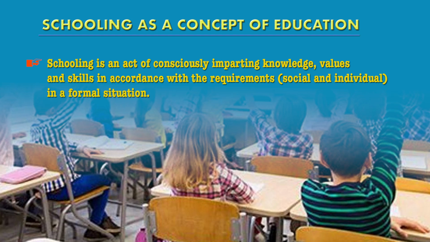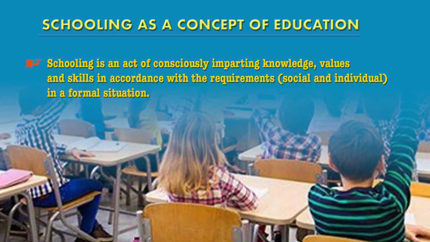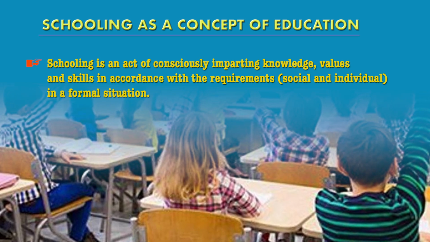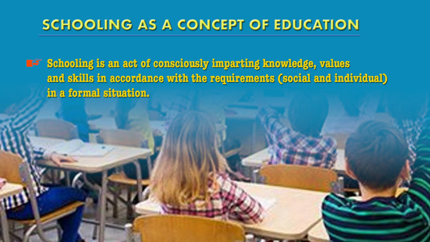So with the interaction, students learn many things, students experience many things, and further they practice that knowledge in their lifetime. And further we can say schooling is an act of consciously imparting knowledge, values and skills in accordance with the requirements, that is the social requirement, at the same time the individual requirement, in a formal situation. So again, the concept of schooling also talks about the social aim of education, at the same time the individual aim of education. The process of schooling fulfills both types of aim of education, social as well as individual development of the human child.